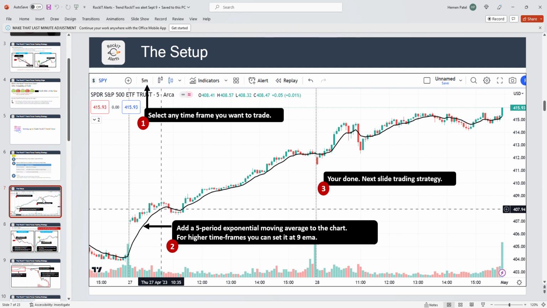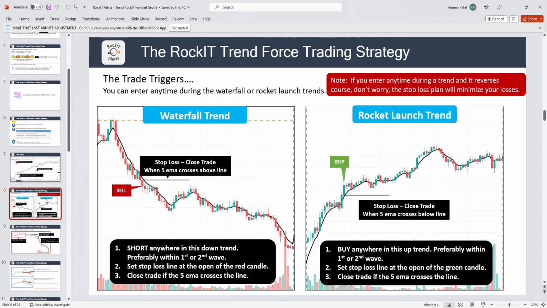Select any time frame. Add a 5 period exponential moving average to the chart. For higher trading you can set it at 9, but just keep it at 5. And next, I'll show you exactly visually, and then some really quick examples. But do download the PDF and study in detail. It'll be worth it. It's not going to take much time. It's a pretty easy strategy to follow.